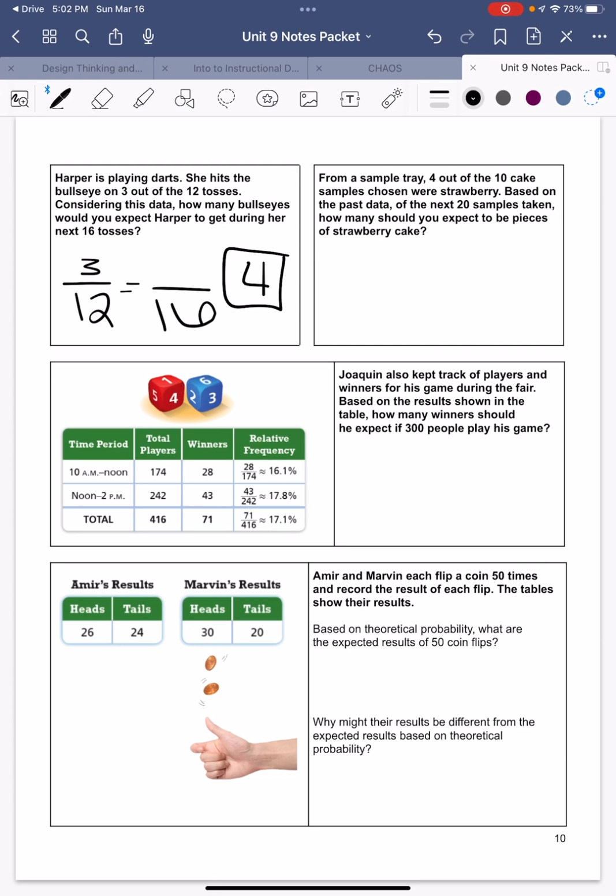From a sample tray, 4 out of the 10 were strawberry. What about 20? I'd do 4 times 20, which is 80, and 80 divided by 10 would be 8.